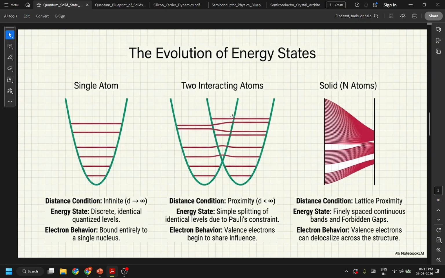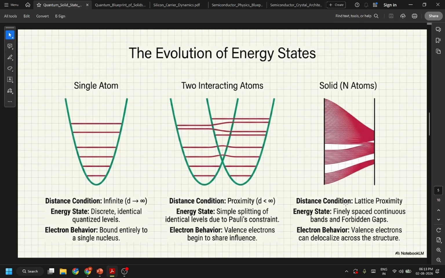When two atoms start interacting, that is when they are in close proximity, then the identical levels will simply split due to Pauli's constraint, and the valence electrons will begin to share influence of both nuclei. And when you have n atoms, that is a solid.